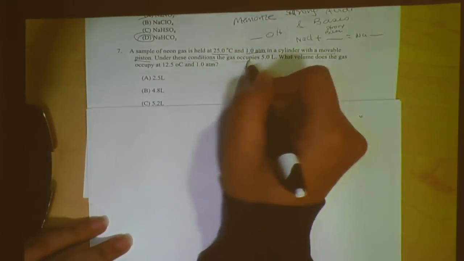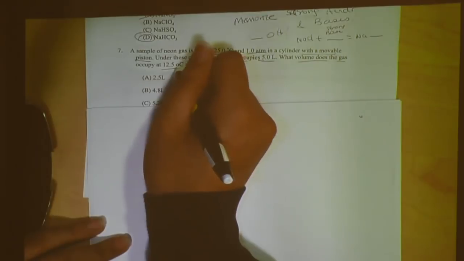Number 7. It says a sample of neon gas held at 25 degrees Celsius and 1 atmospheric pressure in a cylinder with a movable piston. Under these conditions, the gas occupies 5 liters. What volume does the gas occupy at 12 degrees Celsius and what atmospheric pressure?